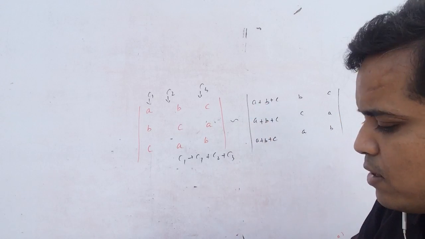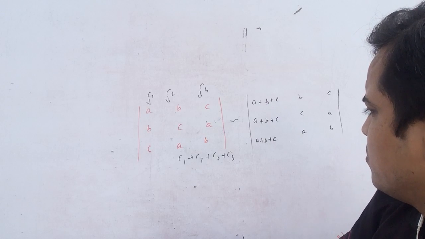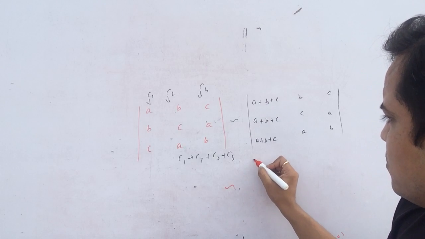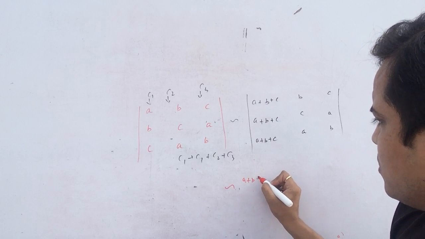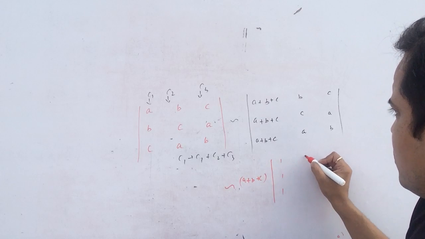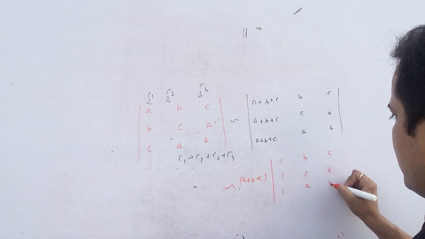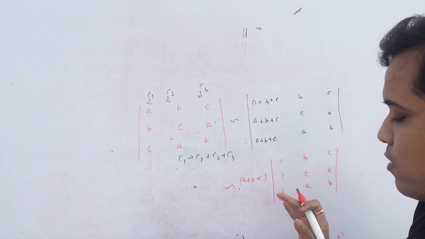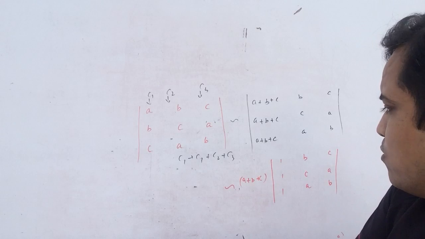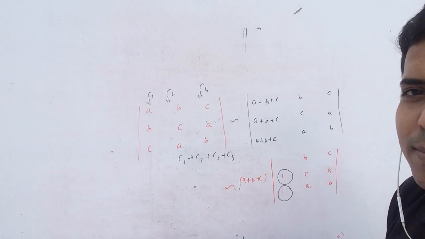Then you can take this out. So what would you get? You would get a plus b plus c as a multiple out, and here 1, 1, 1, b, c, a, c, a, b. Again, you got a question like this. What do you have to do? You have to make this element and this element 0.